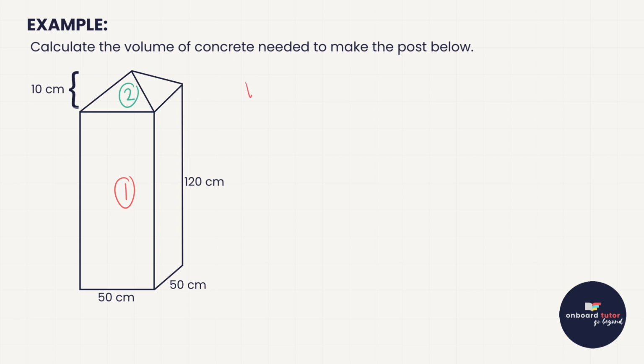Okay, so the volume of shape 1 is going to be so straightforward. Length times breadth times height. This is something we've been doing since primary school. Okay, so we can substitute in. It does have a square base, so the length and breadth are essentially going to be the same. So it's going to be 50 by 50 by 120. Let's calculate that. If you pop that into your calculator, you'll end up with 300,000 centimeters cubed. Remember, volume is cubed.